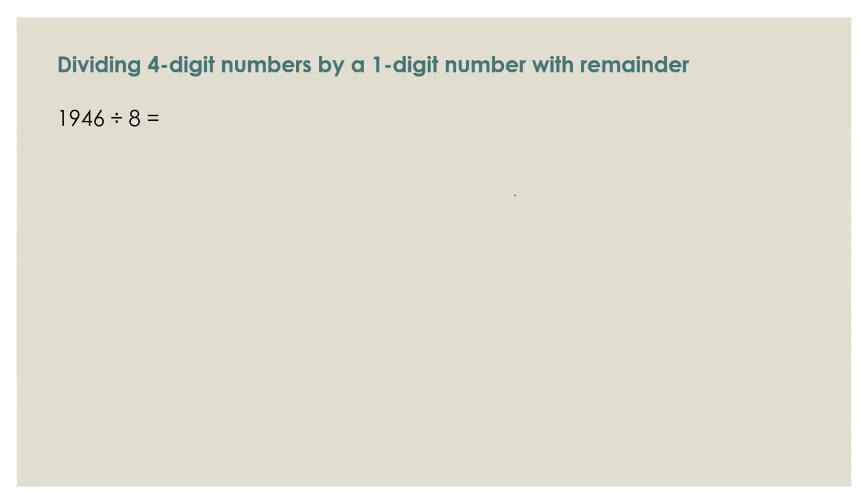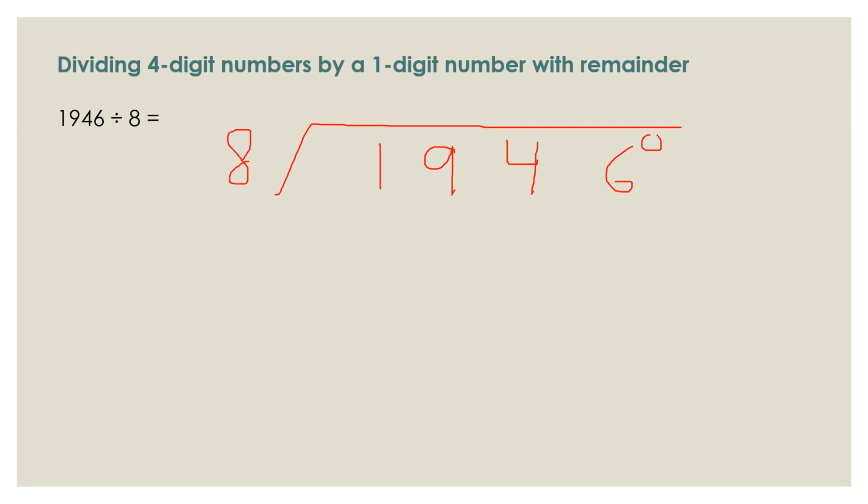Dividing 4-digit numbers by a 1-digit number with remainder. So for example, 1,946 divided by 8. 6 is in the ones place, 4 is in the tens place, 9 is in the hundreds place, while 1 is in the thousands place. So now over here, divide the hundreds. 19 hundreds divided by 8 equals 200, with remainder 3 hundreds.